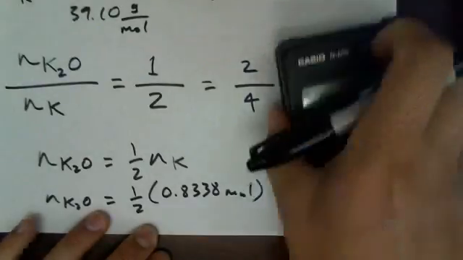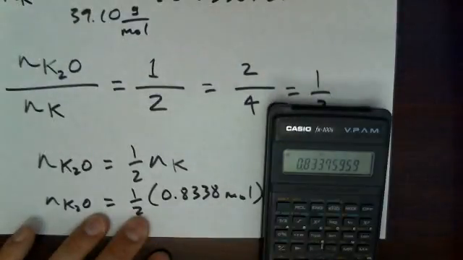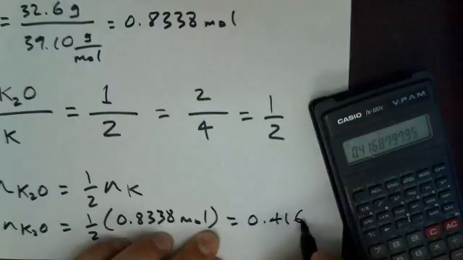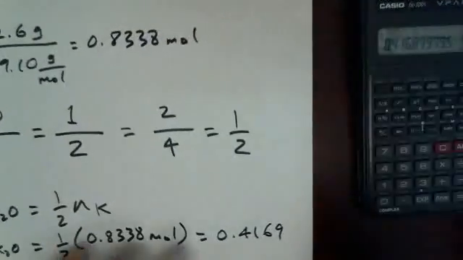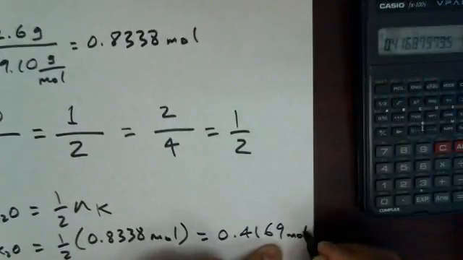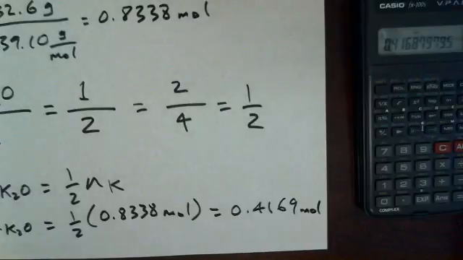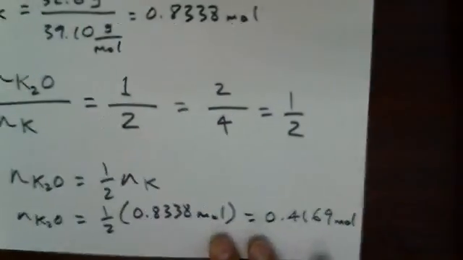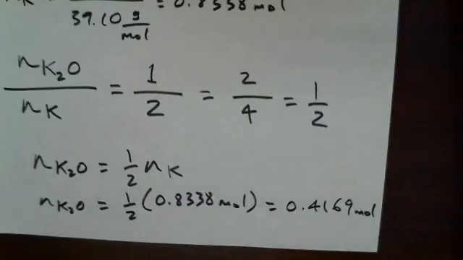And again, I just have these values on my calculator, and so I divide that by 2, and this gives me 0.4169, and that's to 4 significant figures. Okay, it doesn't really matter too much what you report. I just, out of habit, write down 4 significant figures. But again, it's the final answer that has to be in the correct number of significant figures.